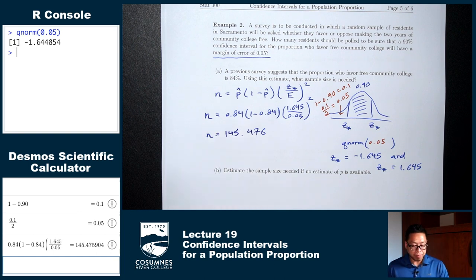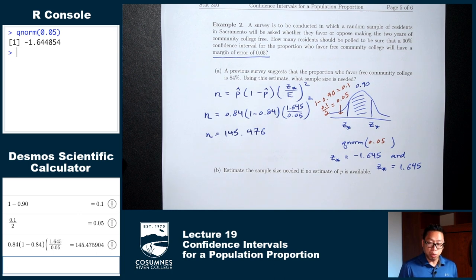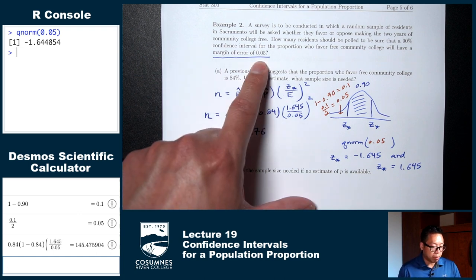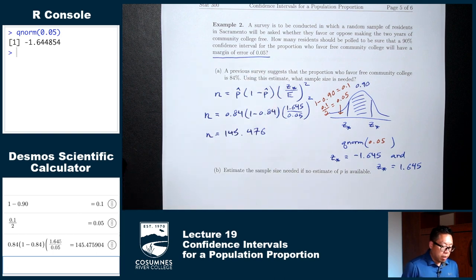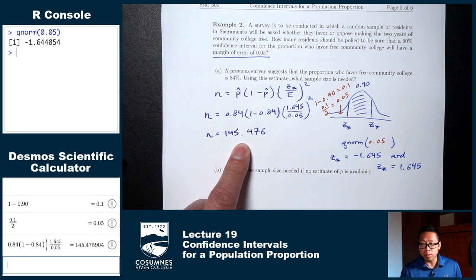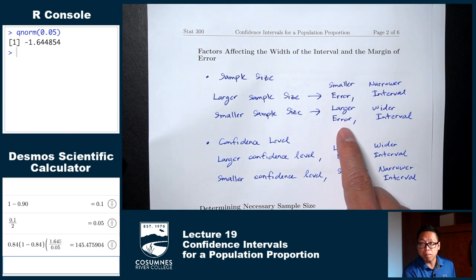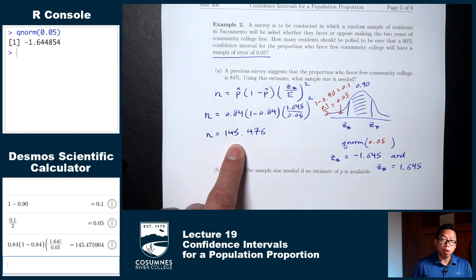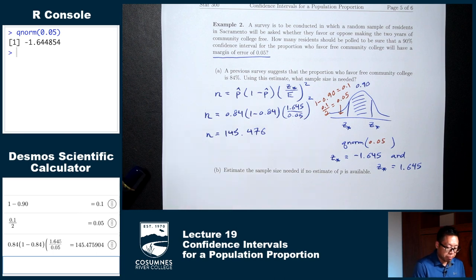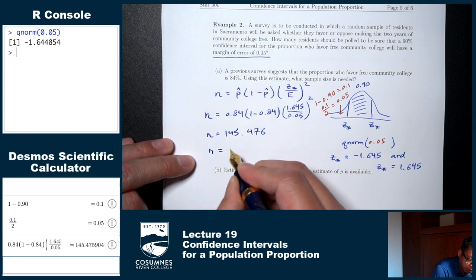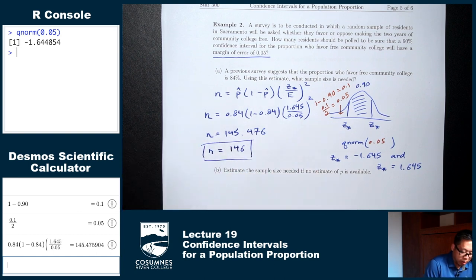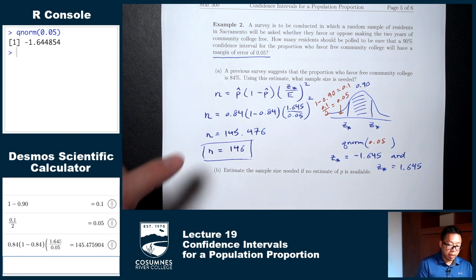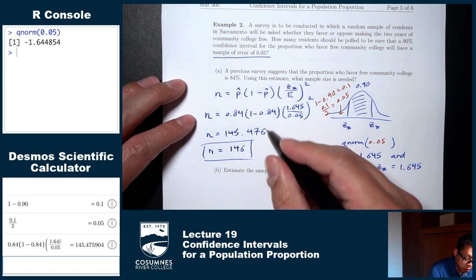So the question is, how do we round? We're not going to round the usual way. And here's why. 145.476 is the sample size that will get us exactly a margin of error of 0.05. If I round the usual way, this would round to 145. So 145 will represent a smaller sample size, but a smaller sample size, we said, gives us a larger error. We don't want that. We want a smaller error. So for a smaller error, we need to use a larger sample size. So we need to go larger here, always. So we're always going to round up. So this is going to round up to 146. Okay, so if you end up with decimals here, don't round the usual way. You're always going to round up.